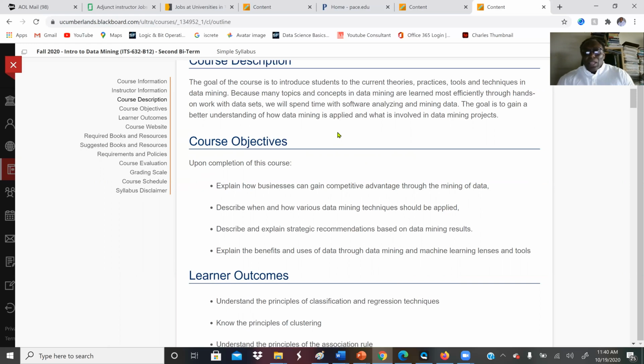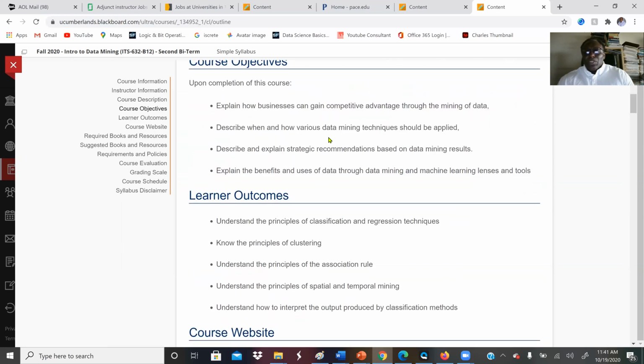Then by the end of the course, we may discuss issues facing the data mining process, especially privacy issues, data breaching, etc. So that's the main objective of the course. Again, explain how business can gain competitive advantage through mining of data, and describe when and how various data mining tasks and techniques should be applied, etc.